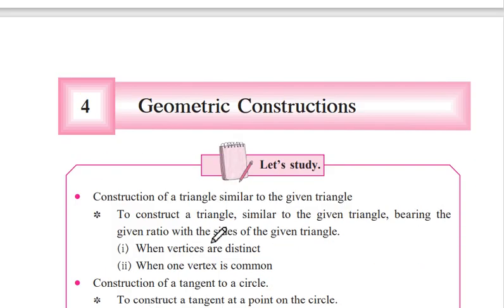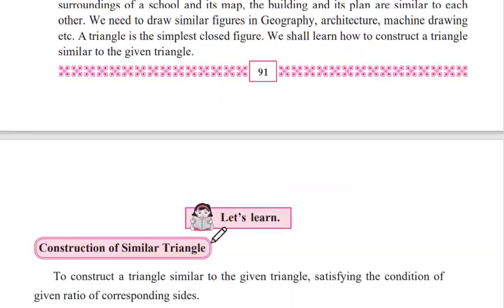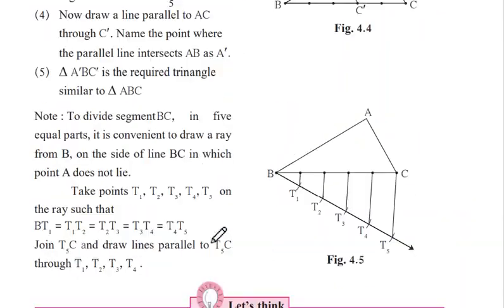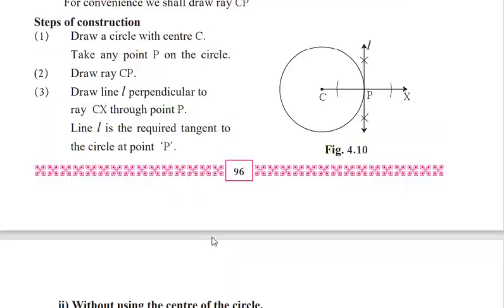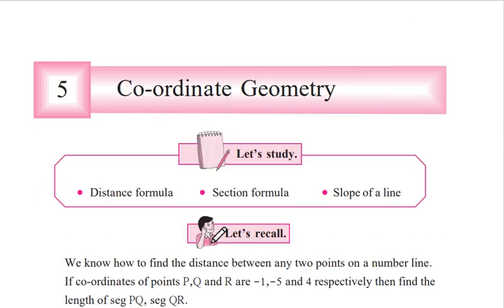In Geometric Construction there is no reduction in any of the sums. You have to do the whole chapter. As Geometric Construction is very easy, each and every sum is easy, so you have to practice very nicely. There is no reduction in the Construction chapter, so you have to do the whole thing.